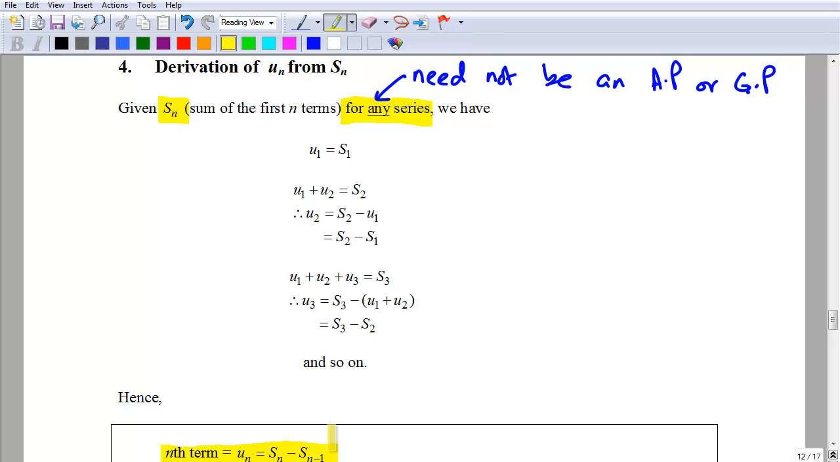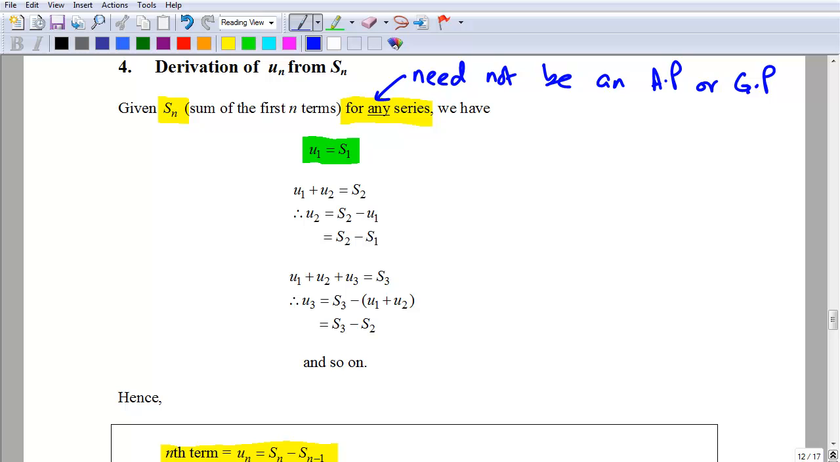To see why it is so, the first thing we should note is that we have a very useful relationship here that can be applied to many questions. U1 equals S1. Why? When we say sum to the first term, we actually only get the first term of a series. That is why U1 equals S1. No other terms are involved in the summation.